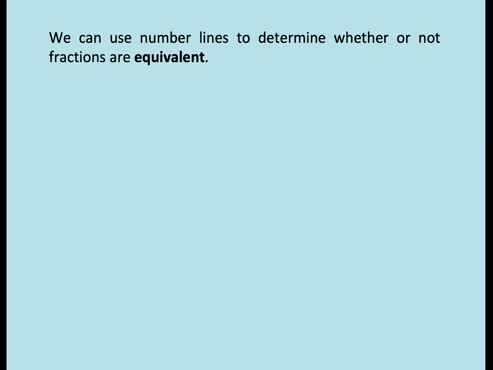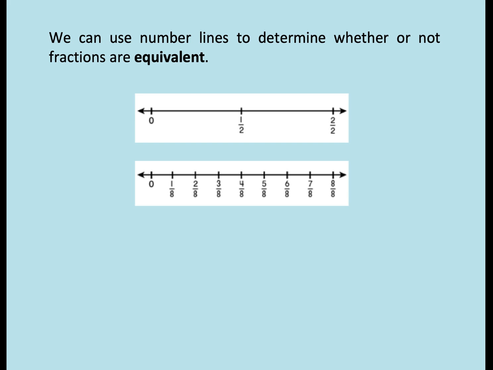We can use number lines to determine whether or not fractions are equivalent. The first number line is divided into two equal parts. The second number line is divided into 8 equal parts. If we shade one of the two parts in the first number line, we are representing 1/2 of a whole. If we shade 4 parts of the 8 equal parts in the second number line, we are representing 4/8 of a whole.